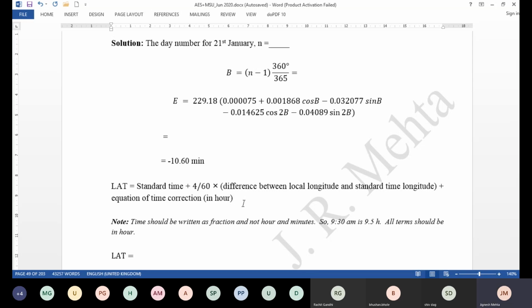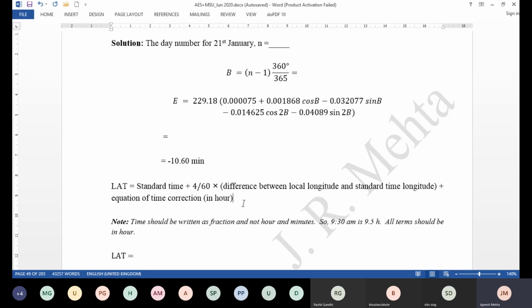which you get with the help of the equation that is shown here, and that is what you get, it is in minutes. Then you use this equation for LAT, that is local apparent time. So standard time is 9:30, so 9.5 you should write it in fraction, plus 4 by 60, so that's for 4 minutes for each degree, and then the difference between local longitude and standard time longitude. So that difference will be put here, and you have to write it in the right sequence. So local longitude is to be written first and then minus standard time.